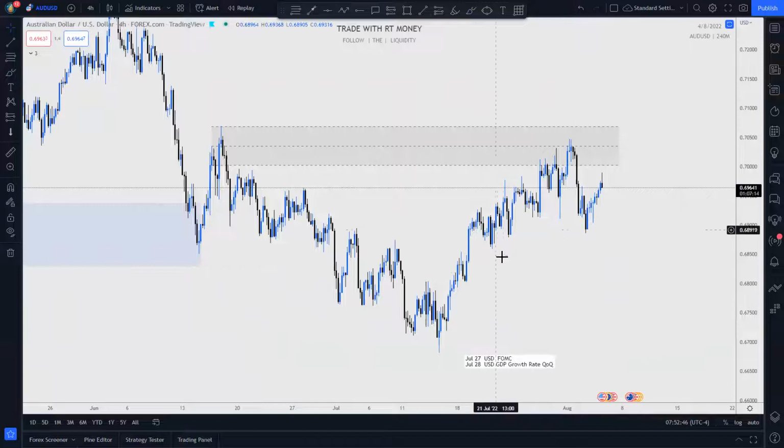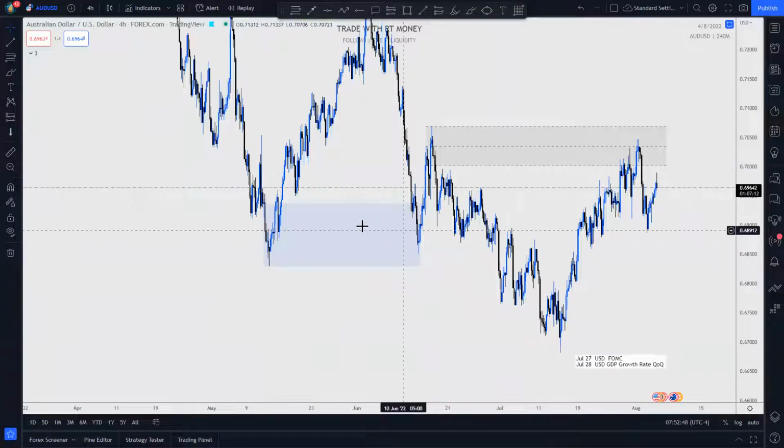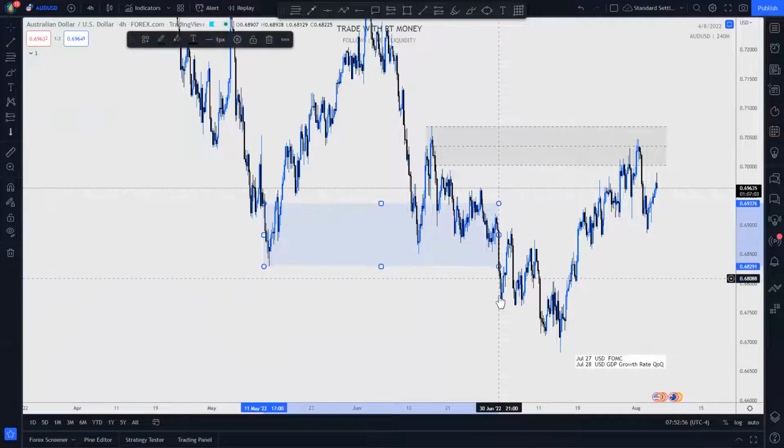Ooh, this is interesting. All right. We had a demand flip to supply. I brought it all the way over here, but this is where it was violated. This is where it was taken out. So where would I be looking?